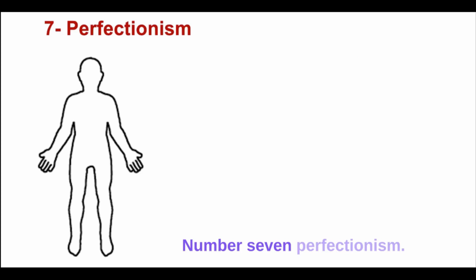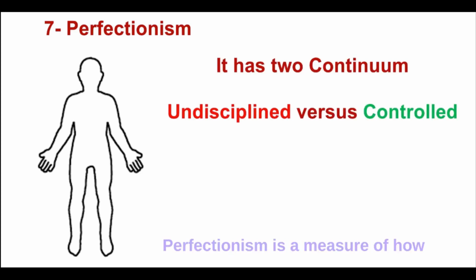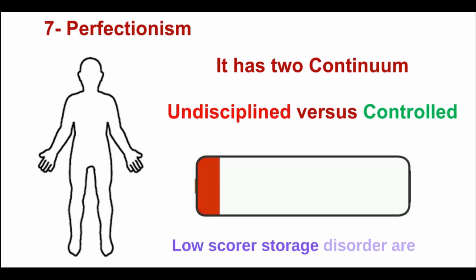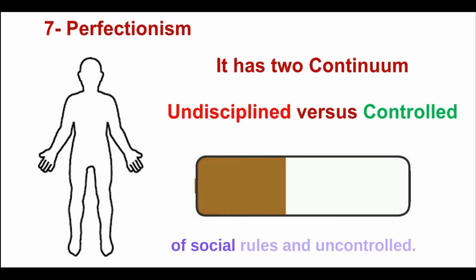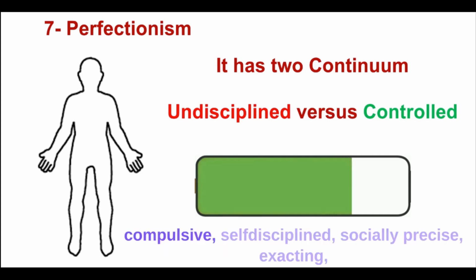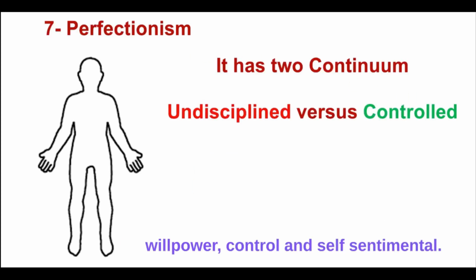Number 7, perfectionism. Undisciplined versus controlled. Perfectionism is a measure of how high your standards are for yourself. Low scorers tolerate disorder, are unexacting, undisciplined, self-conflicted, impulsive, careless of social rules, and uncontrolled. High scorers are perfectionist, organized, compulsive, self-disciplined, socially precise, exacting in willpower and control, and self-sentimental.